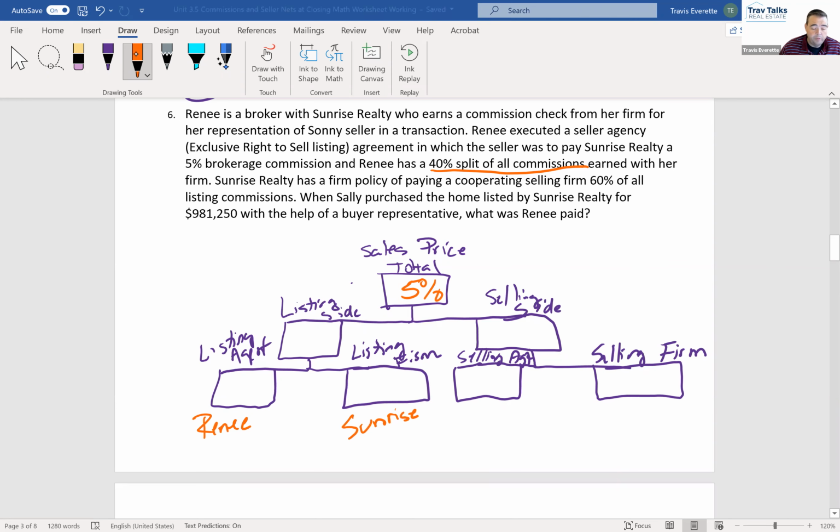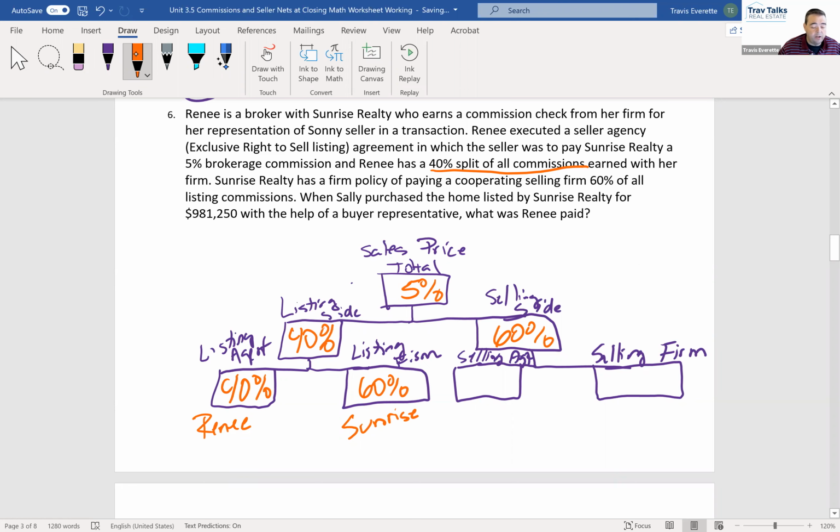Okay. So Sunrise Realty is charging a 5% brokerage commission, and it says Renee has a 40% split of all commissions earned with her firm. So Renee gets the 40%, which means her firm must get 60% of those commissions that come in on their side. Sunrise Realty has a firm policy of paying a cooperating selling firm 60% of all listing commissions. So Sunrise actually gives away more than they keep because they pay the selling firm 60%. Well, don't argue with them. Just do what they say. 60% over there means 40% over here. Don't assume, do what they say.